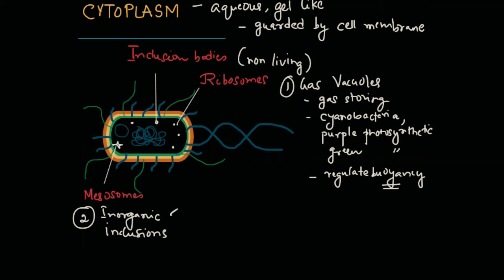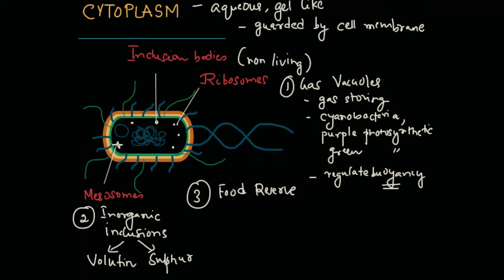This can be volutin granules, which consist of phosphate. They serve as phosphate reservoir. It can be sulfur granules, which serve as sulfur storage. Also, the third category is food reserve inclusion bodies. So, as the name suggests, these inclusion bodies are storage of food material or organic storage.